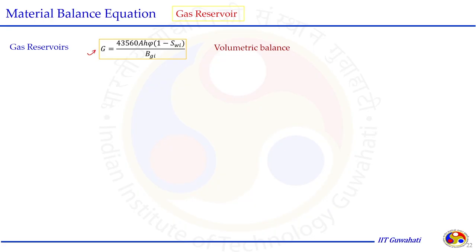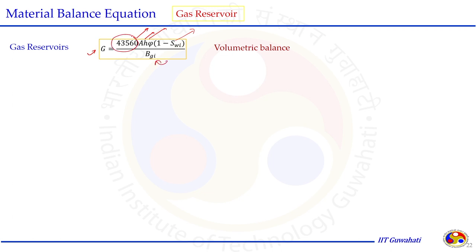We are not worried about the dimension of the reservoir, the pore volume available to hold this. But the gas reservoir material balance or the volumetric balance can also be done in this way when we are knowing some of the parameters like A, area, H is the pay zone thickness, phi is the porosity of the reservoir domain, and the connate water saturation or initial water saturation. This can be balanced with the volume formation factor.